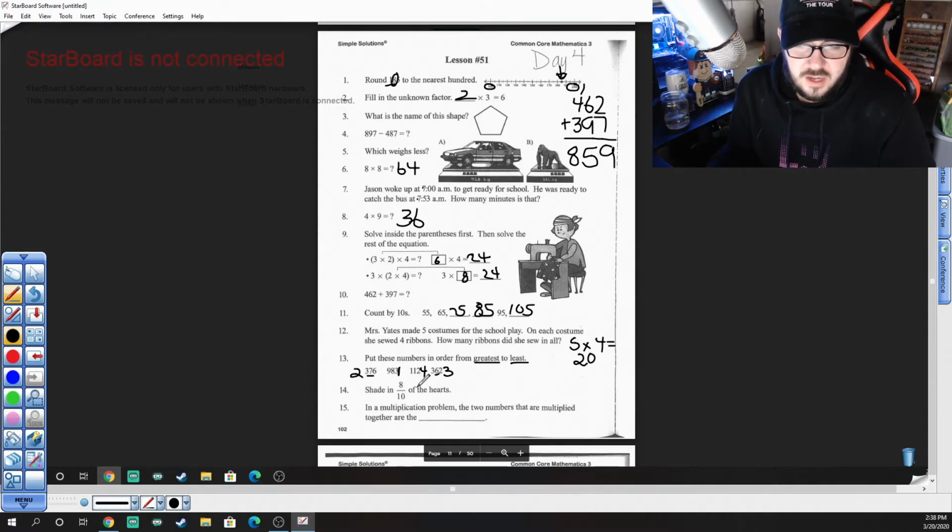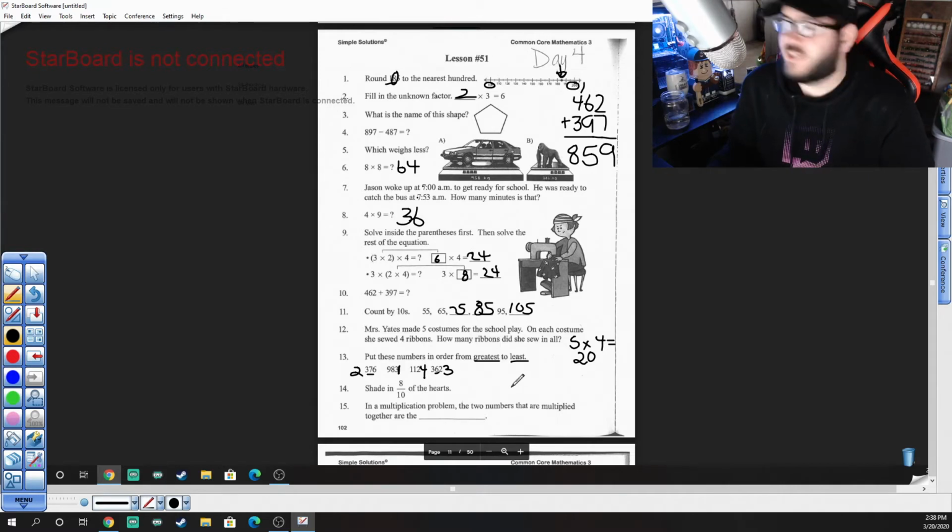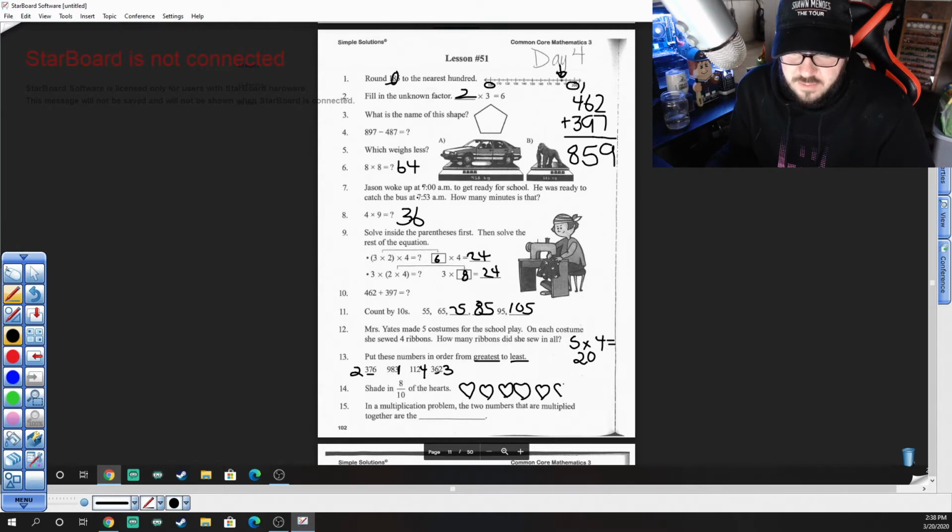Okay? Shade in 8/10 of the hearts. So, for some reason, I don't know what's going on here, but I cannot see the hearts. I don't know if it's the same on your paper. But what you can do is go ahead and draw 10 hearts. And you can shade in 8 of them. I feel like there was supposed to be a picture here, and either it didn't get copied or there was a mistake in the book. But here's 4, 5, 6, 7, 8, 9, 10. And we just want to shade in 8 of them.